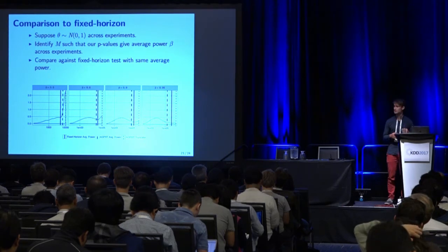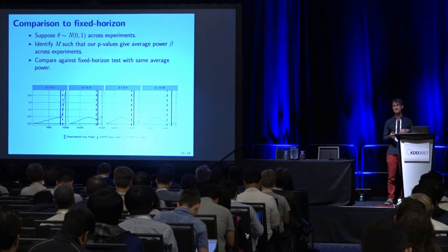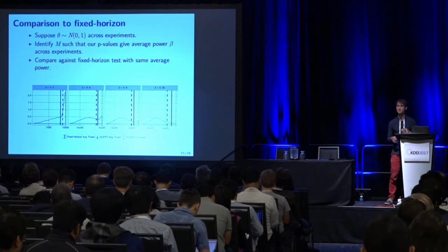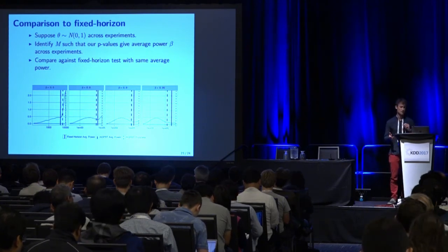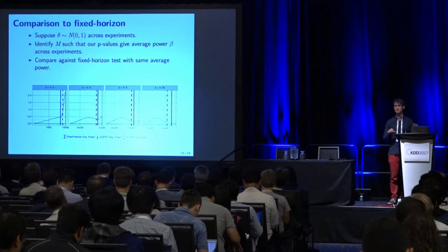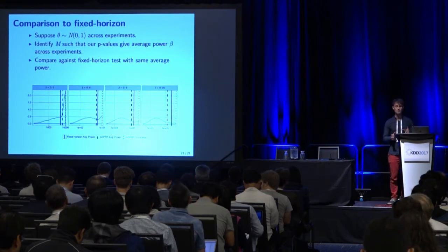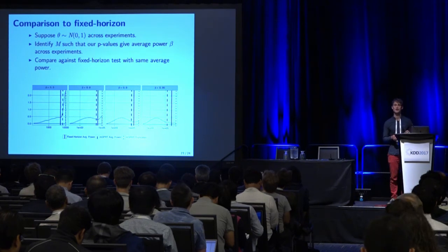We use beta, you can see 0.5, 0.8, 0.9, 0.95. And we compare against the fixed horizon test they would have had to use to get the same power on that distribution of experiments. And this graph shows you the ratio between the two. So our runtime divided by that fixed sample size runtime. And you can see that most of these graphs are to the left of 1. So that means that most of these customers would stop earlier using our p-values.